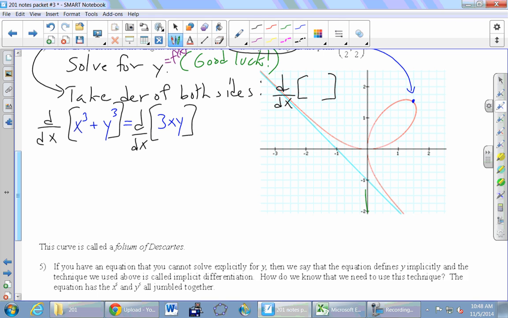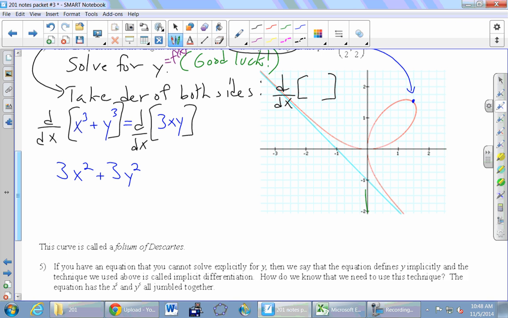What's the derivative of x cubed? 3x squared. Business as usual. What's the next symbol we write? Plus. Now we're looking for the derivative of y cubed. 3y squared. Business as usual.